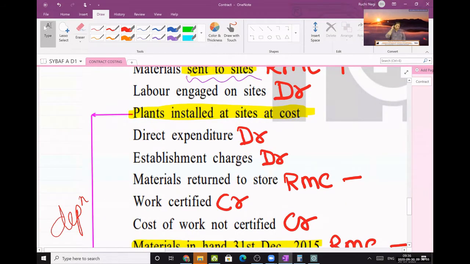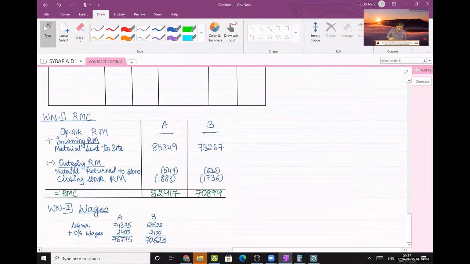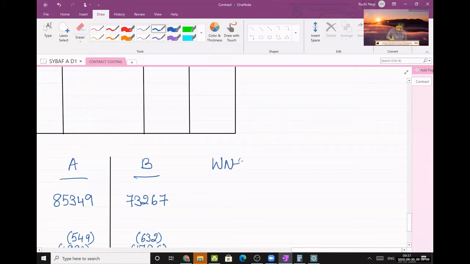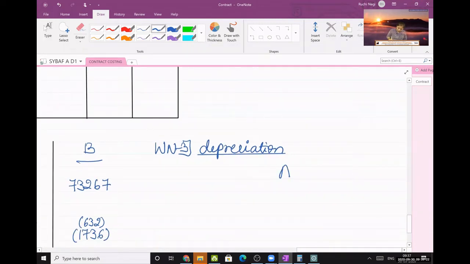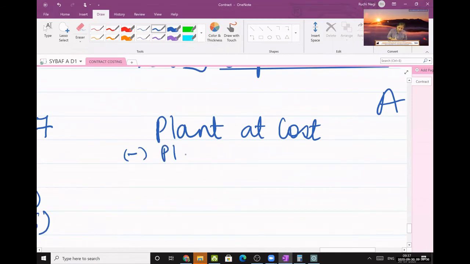Next, plant. Okay. Depreciation will come up. The next working note is depreciation. Your working note number 3. Depreciation. First, how do you get it? Plant at cost less plant at written down value gives you the depreciation.